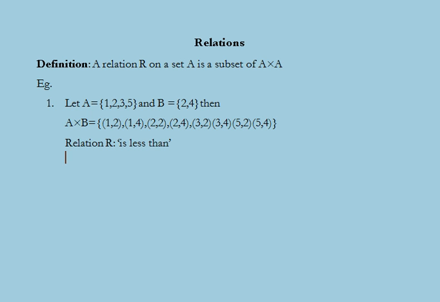Now here we can obtain a subset of A × B by introducing a relation "is less than" between the elements of sets A and B. If we have the relation "is less than", then R is equal to the pairs of numbers as shown, which consist of (1,2), (1,4), (2,4) and (3,4). Thus the relation R, which is "less than" from set A to set B, gives rise to a subset R of A × B such that (x,y) belongs to R with the condition that x is related to y, that is x is less than y.